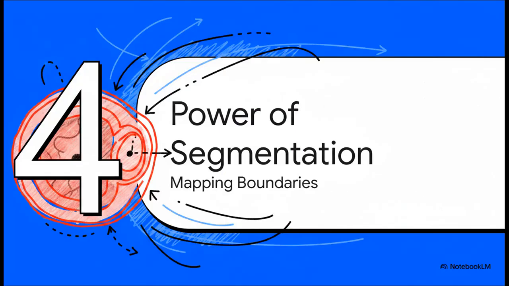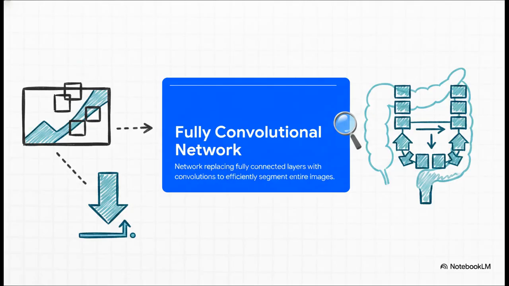Which brings us to part 4, the power of segmentation. Let's talk about mapping boundaries. Historically, if you wanted to segment an image, you'd use this sliding window approach, evaluating the same patches over and over again. Super inefficient, right? It creates massive redundant calculations.